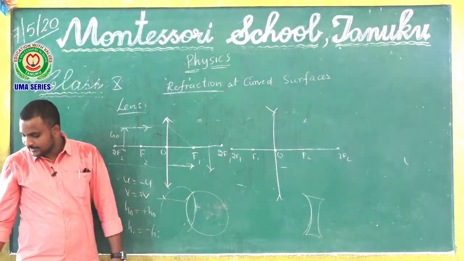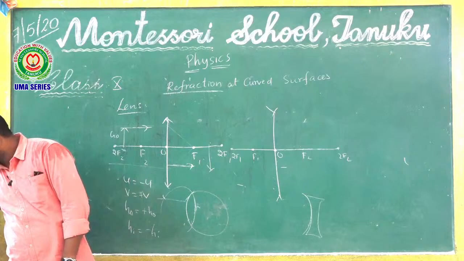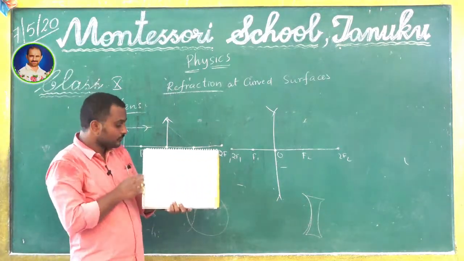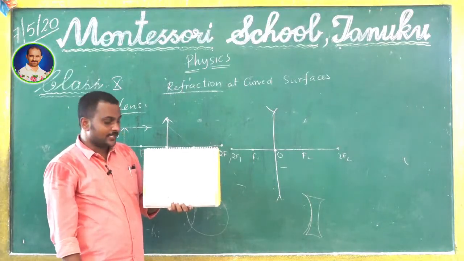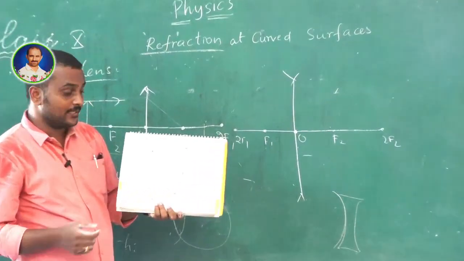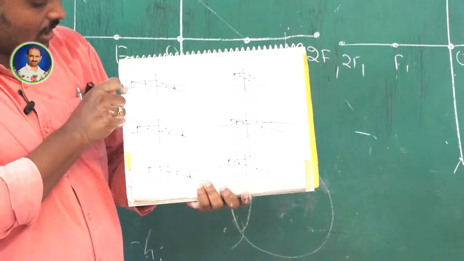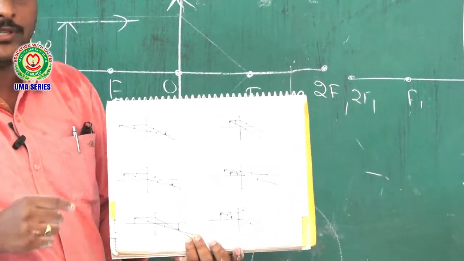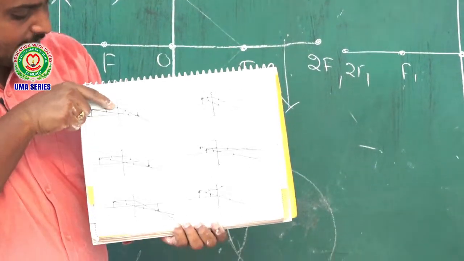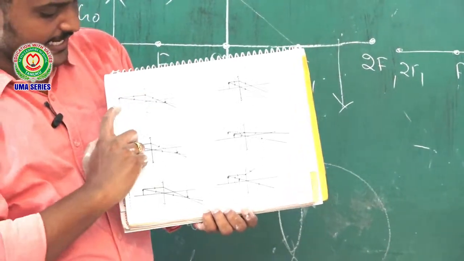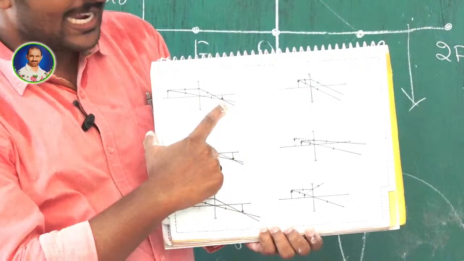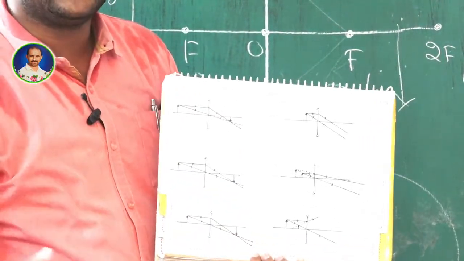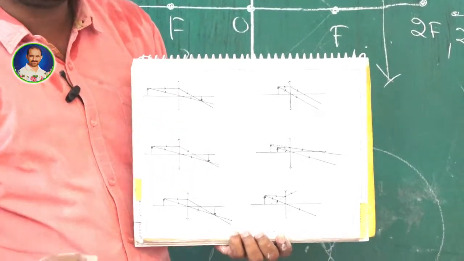Now let us see the ray diagrams for different conditions. We have 6 conditions for convex lens and 2 conditions for concave lens. For example, here we have placed the object beyond 2f2. So we have taken 2 rules. The light rays passing parallel to the principal axis will go through focus, and the light rays passing through the optical center go undeviated, or the light rays passing through focus go parallel to the principal axis. Among these rules we can use any 2 rules and trace the image.